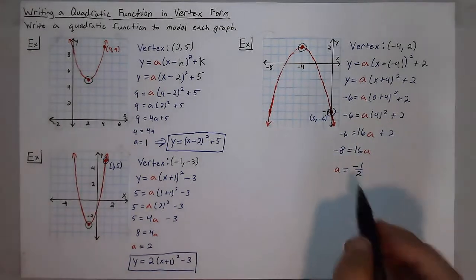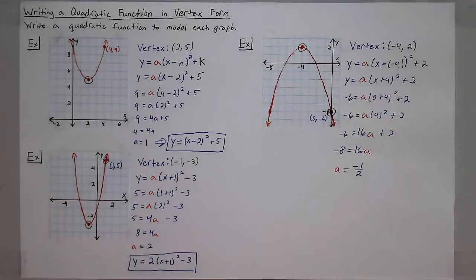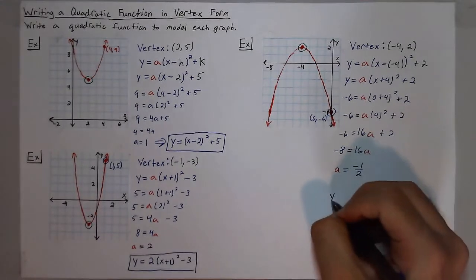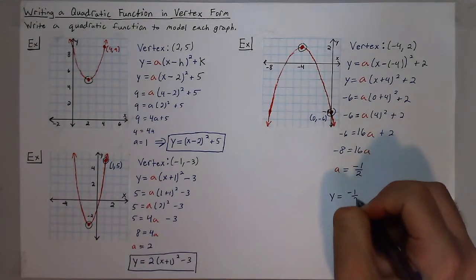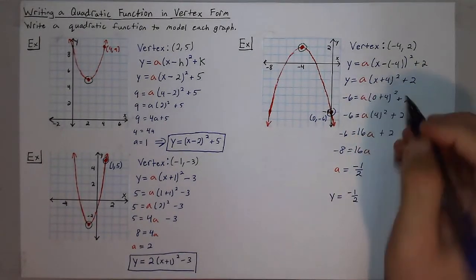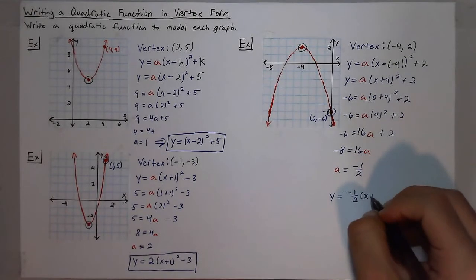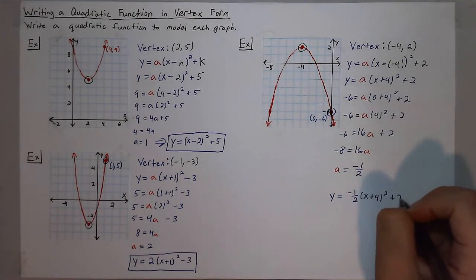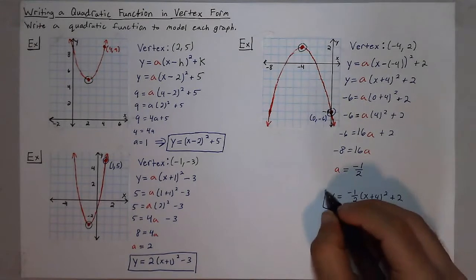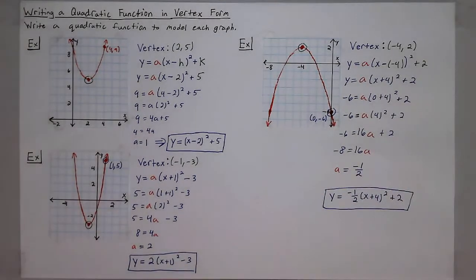So that does make sense. That's a value with magnitude less than 1. It's negative. It's pointing down. We can make predictions before we start doing the math. So our answer becomes negative 1/2, again, just replacing the a in front of everything, times x plus 4 squared plus 2. And that is how you write a quadratic equation in vertex form.